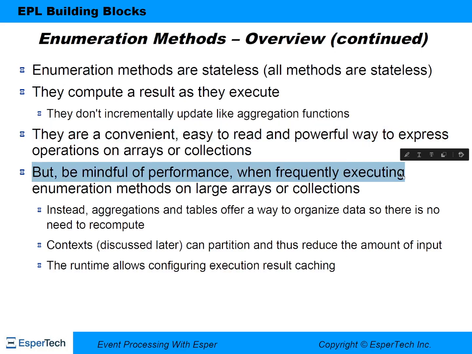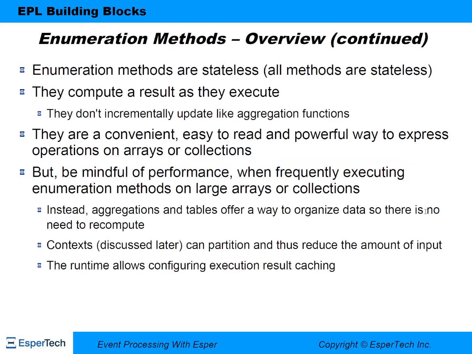But be mindful of performance when frequently executing enumeration methods on large arrays or collections. Instead, aggregations, tables and indexes offer a way to organize data so there is no need to recompute. Contexts, discussed later, can partition and thus reduce the amount of input. The runtime allows configuring execution result caching.